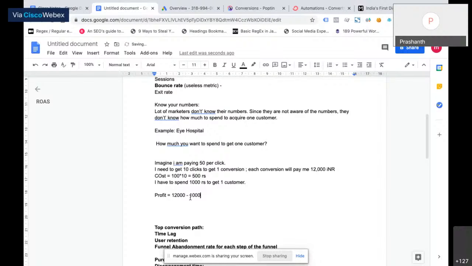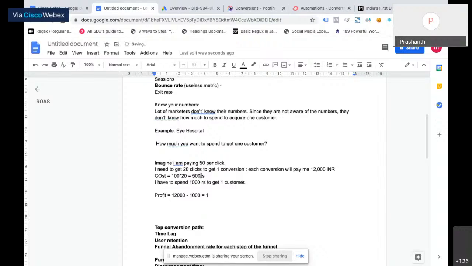I'm expecting that you don't have any other expenses. You're not buying from somebody and then selling to someone else. Imagine it is a service where somebody comes and takes your consultation and they pay 12,000 rupees, right? And my investment is 1000 rupees. So what is the profit I'm getting? I'm leaving out all the other expenses because I assume there are no expenses. If you want, you can exclude them also. So, okay, let me make it easy for you. Prashant, I need 20 clicks to get one customer.